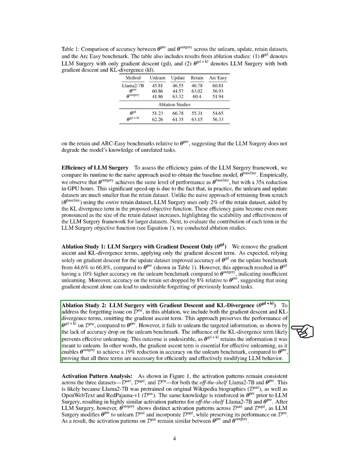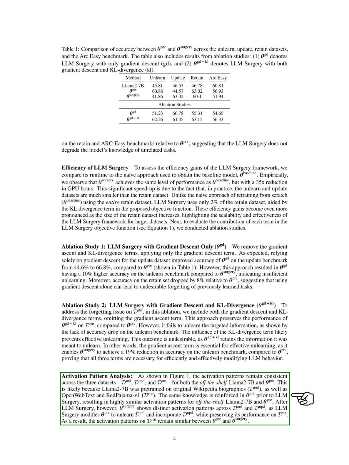Section: Activation Pattern Analysis. In this section, we analyze the activation patterns of our models across three datasets: the unlearn dataset, the update dataset, and the retain dataset. We observe that these patterns are consistent for both the standard Llama 2-7B model and our pre-trained model. This consistency likely arises because Llama 2-7B was initially trained on Wikipedia biographies and other sources, which reinforces similar knowledge in our pre-trained model before we apply LLM surgery.